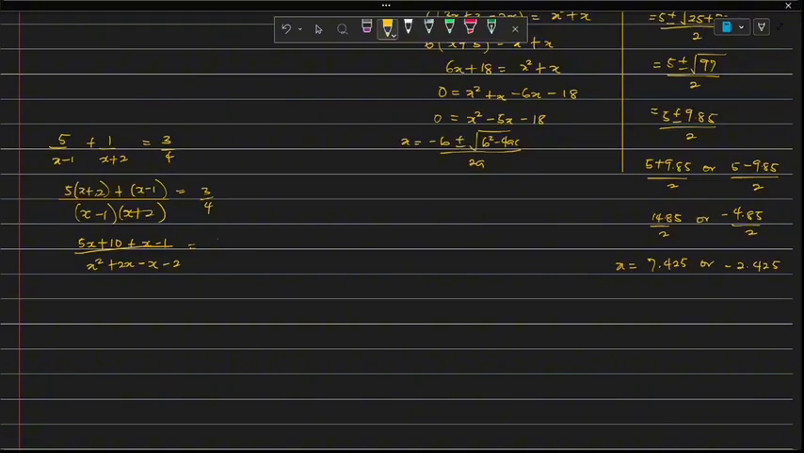Which is equal to 3 over 4. Alright, so we can still simplify by collecting like terms. The like terms here are 5x and x, which is 5x plus x gives us 6x. Then 10 minus 1 gives us 9. Let's go to the denominator too. 2x minus x leaves us with 1x. So I have x squared minus x minus 2 is equal to 3 over 4.